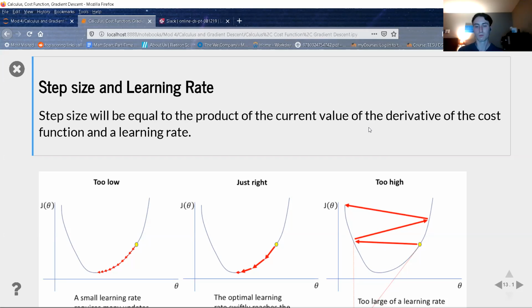Okay, thank you. Yep. Any other questions on step size, learning rate? Hey, Matt, you mentioned loss function. What's the difference between loss function and cost function?